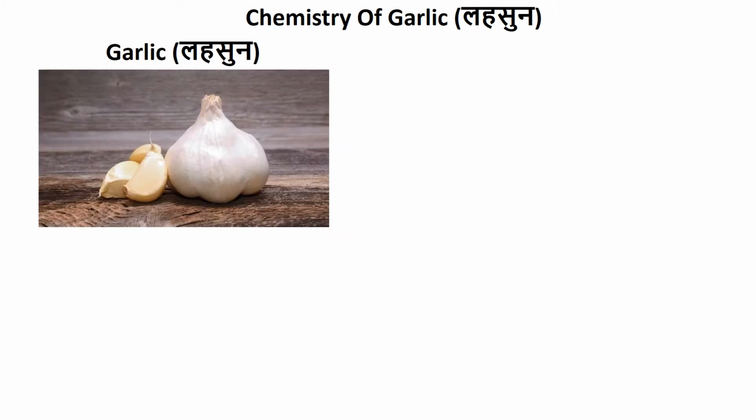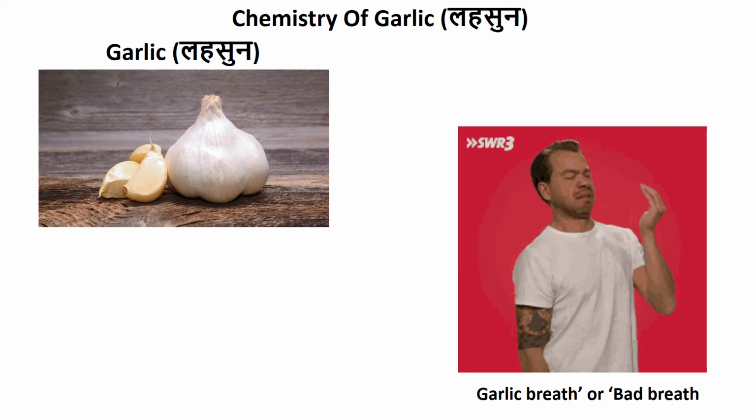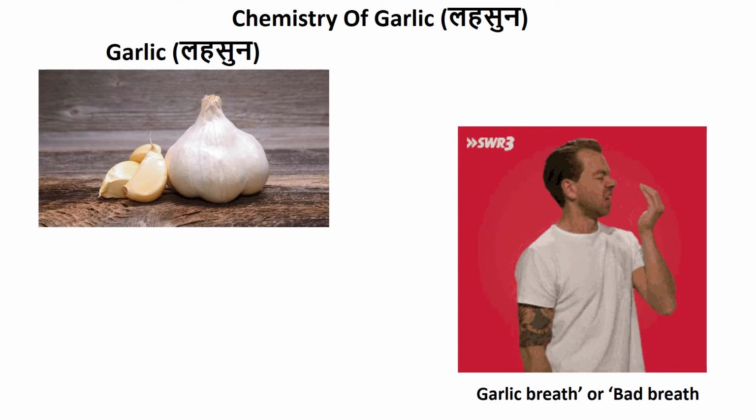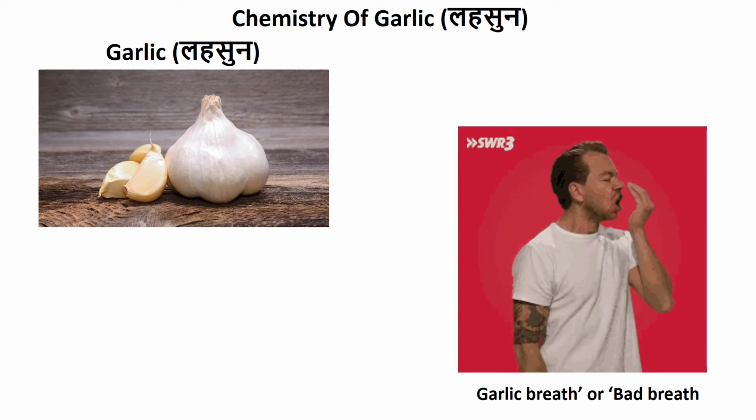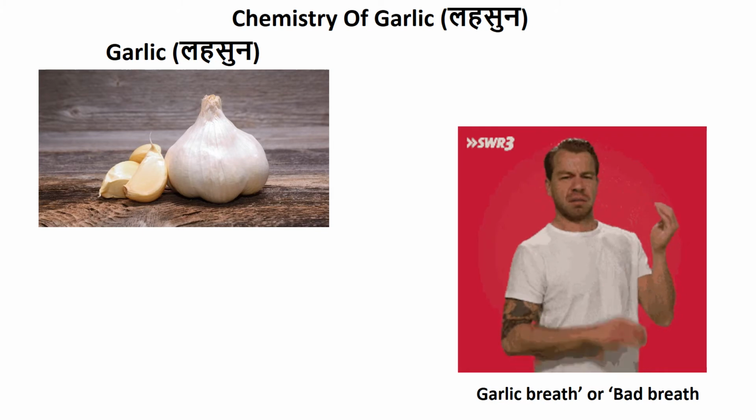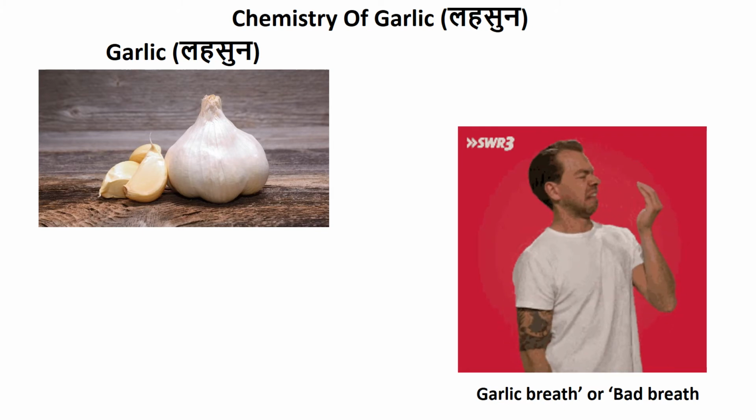So, let us start. Garlic, in Hindi called as Lahsun, is frequently used in cooking, but its use comes with the unwanted accompaniment of garlic breath or bad breath. On the more beneficial side of things, it can also have antibacterial properties. This post examines the chemical compounds behind these two phenomena.